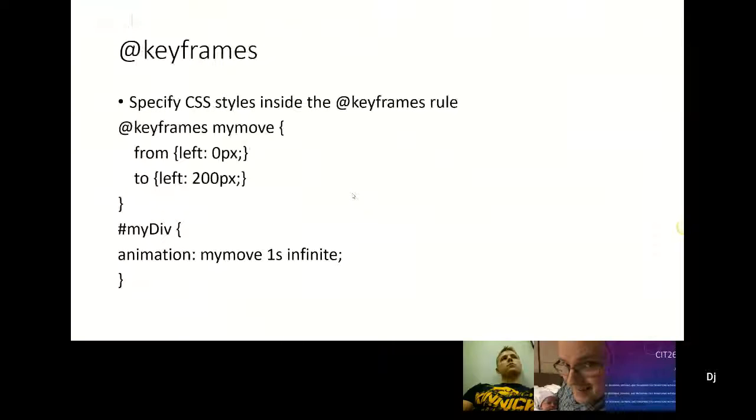For keyframes, you can specify CSS styles inside the keyframes rules. As you can see from the top, you have a name specified called my move. In this one, the animation is going to happen from 0 pixels on the left side to 200 pixels. So it's going to move across from left to right 200 pixels.